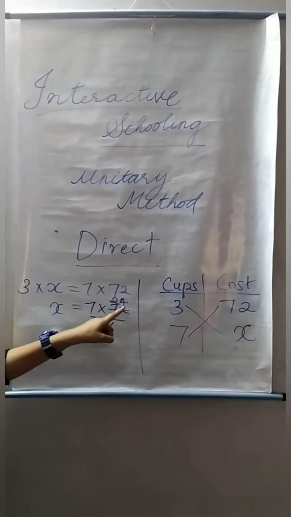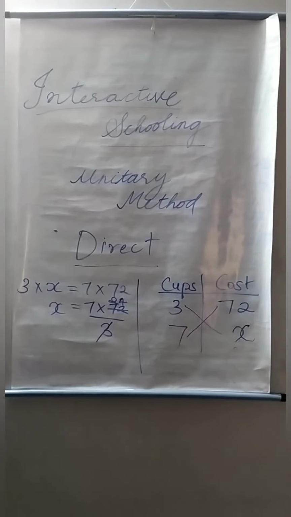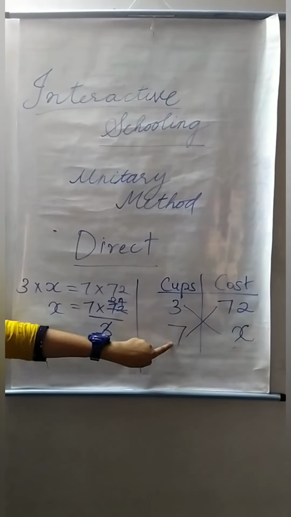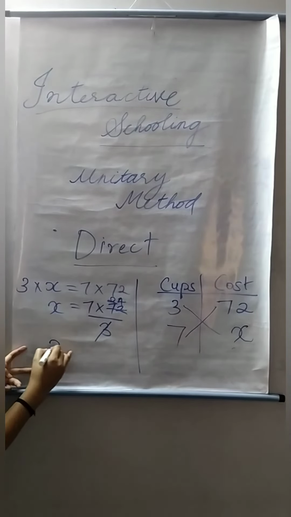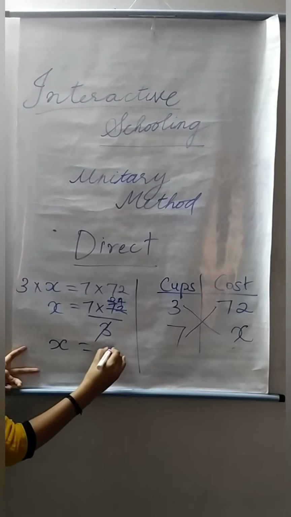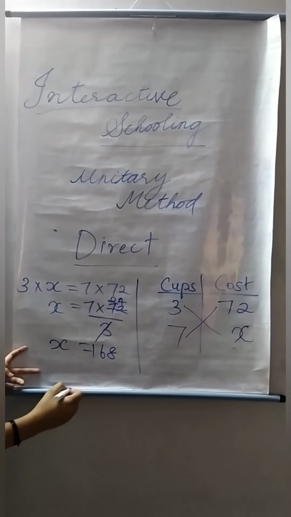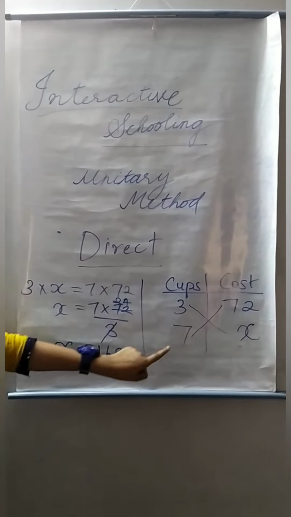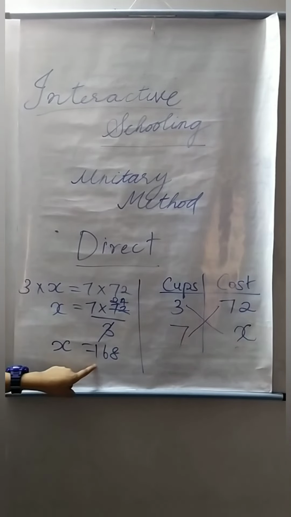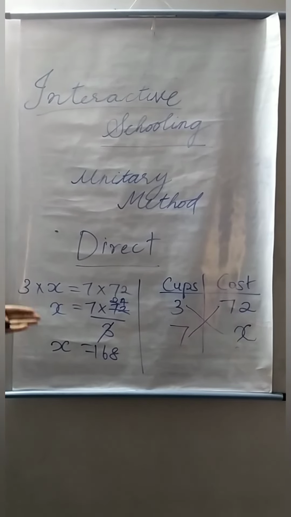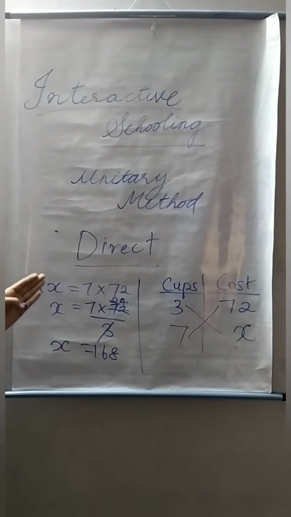So 3 into 24 is 72. So 7 into 24 is the cost of 7 cups. Therefore, x is equal to 28 carry over to 16, 168. Therefore, 7 mugs cost rupees 168. This is how you have to solve the problems when they have been given in the direct method. Now let's proceed to look at the indirect method.